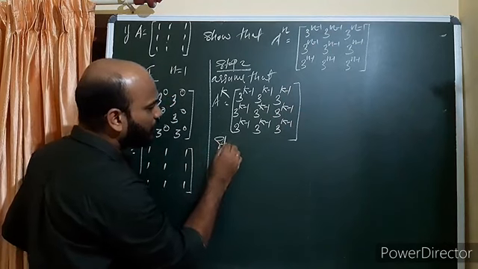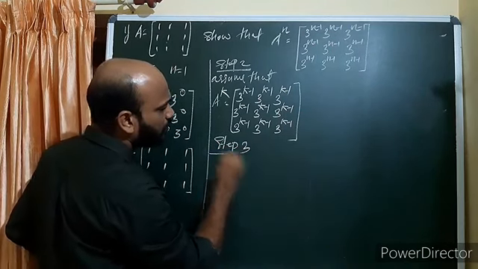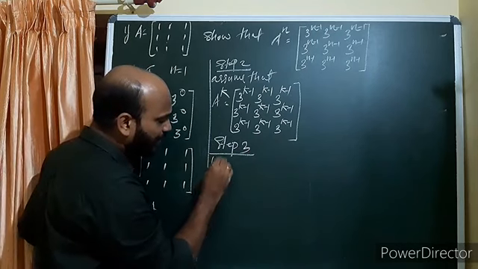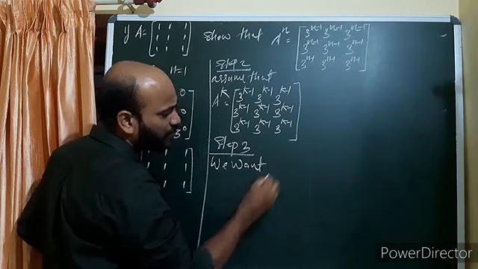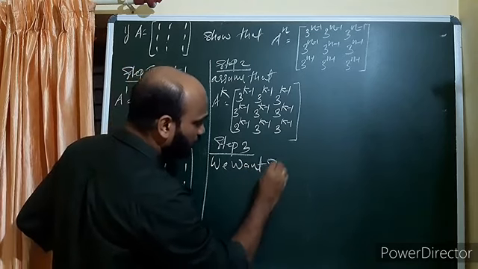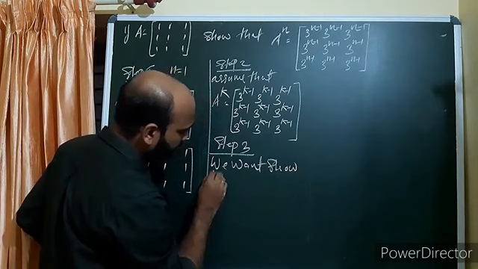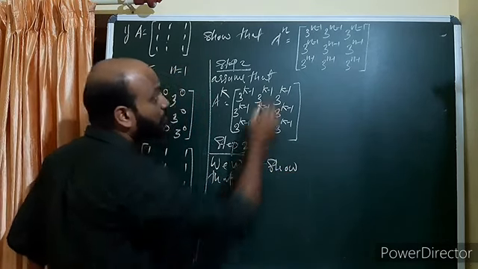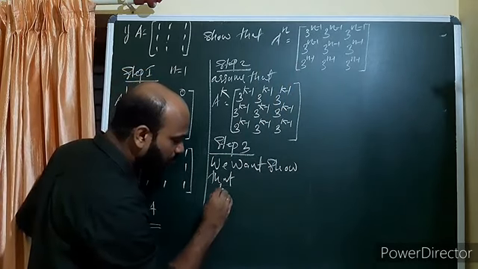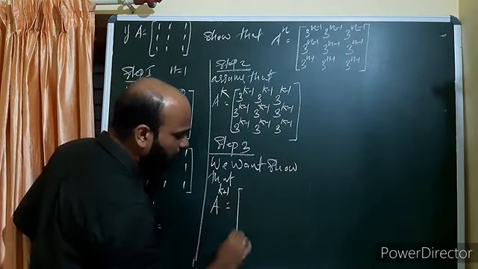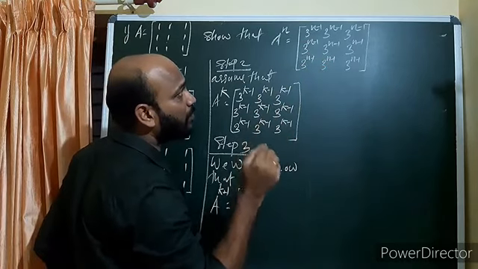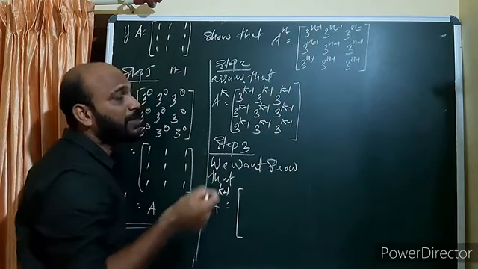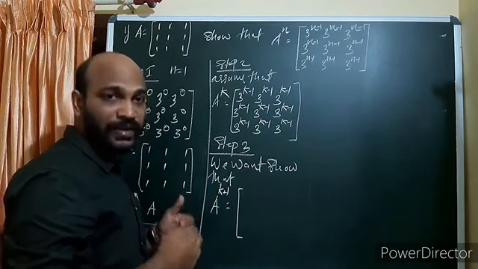Now in step 3, we want to show that the result is true for n equal to k plus 1. So we will write like this. First we will check what we want to prove. We want to show that when n equal to k plus 1, the left hand side is A raised to k plus 1. Substitute n equal to k plus 1 on the right hand side. So it will be 3 raised to k plus 1 minus 1. What is k plus 1 minus 1? k plus 1 minus 1 equals k.